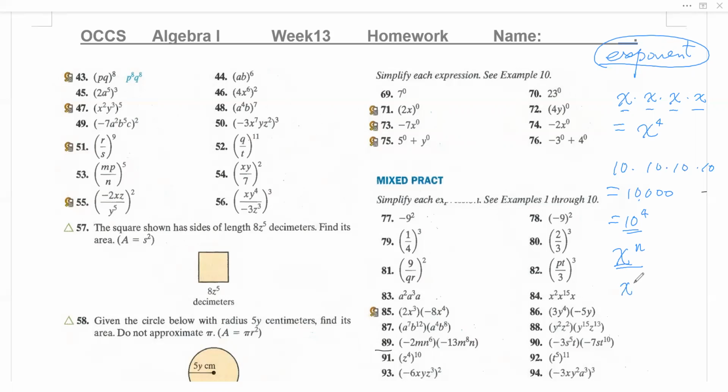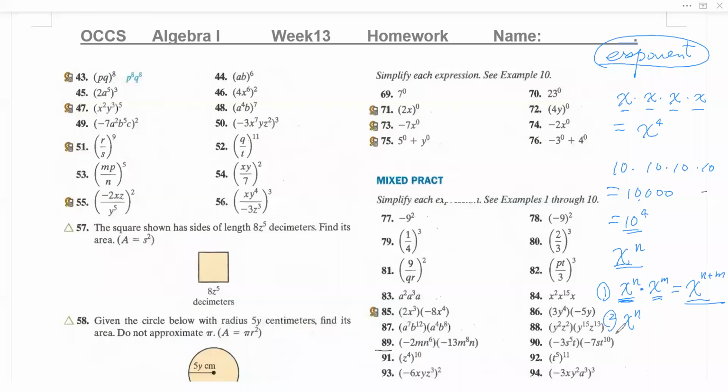When they do the product, x power m and x power n, if they are multiplied together, we totally have m plus n copies of x multiplied together, right? So this is called the product rule.